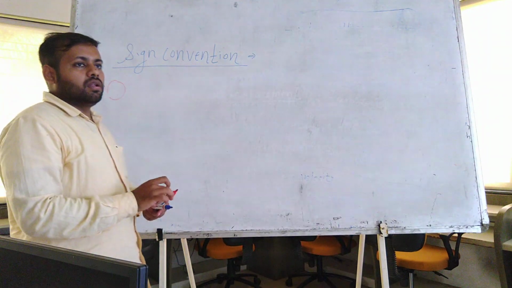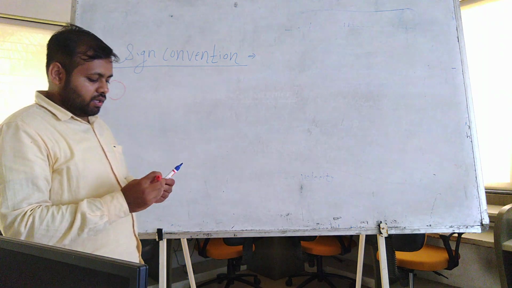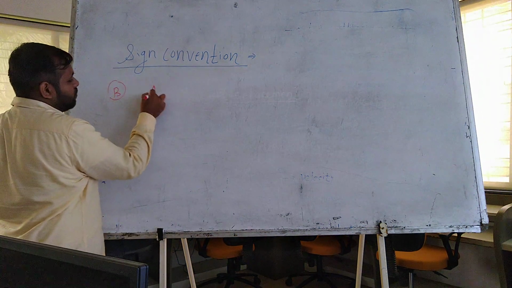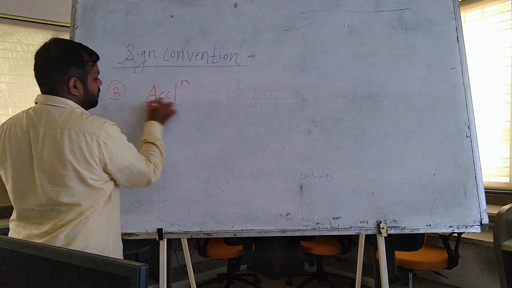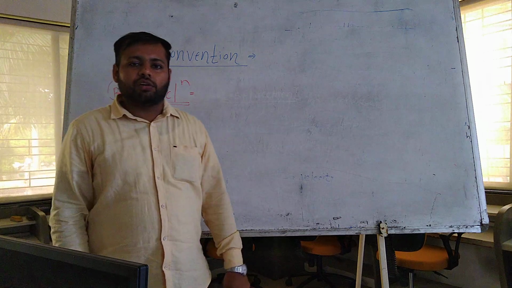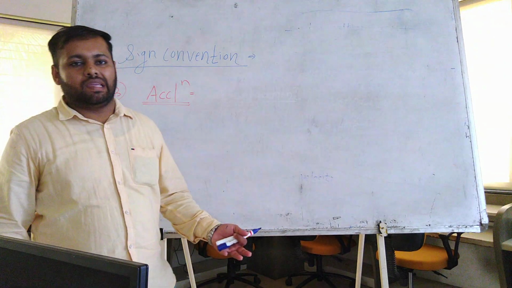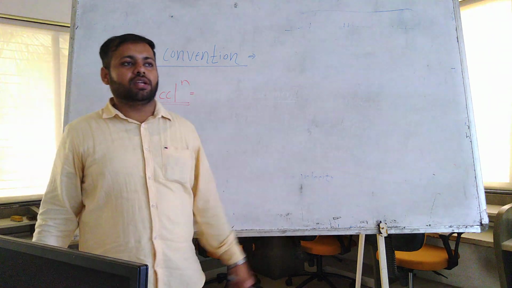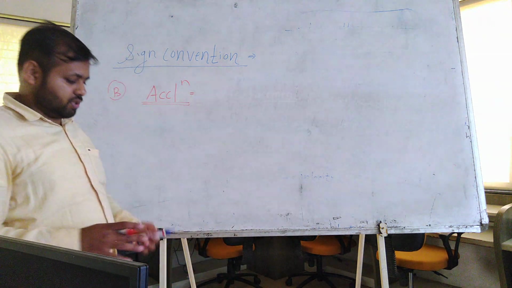Then there is one more vector quantity, which is acceleration. So we have a different rule for the acceleration. Acceleration is again a vector quantity, so we need to assign proper sign for acceleration while solving or dealing with problems of rectilinear or curvilinear motion, whatever it is.